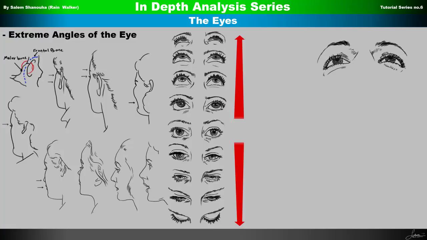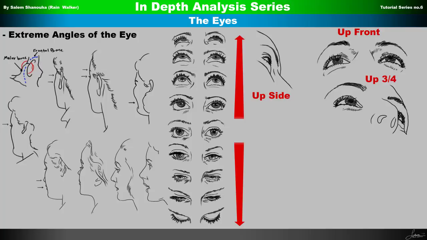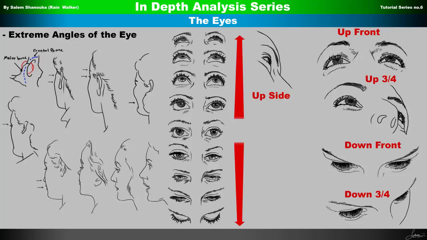Finally, in these illustrations, we see the head in up and down position and to the left and right in higher or lower angles. Each angle showing different parts of the eye, either covered or shown more depending on the view angle.